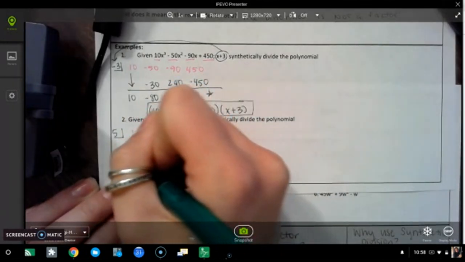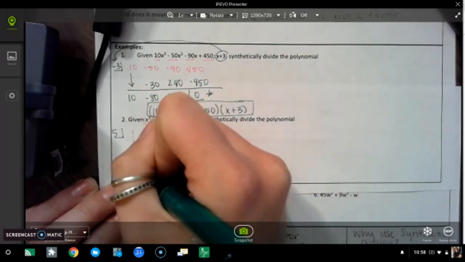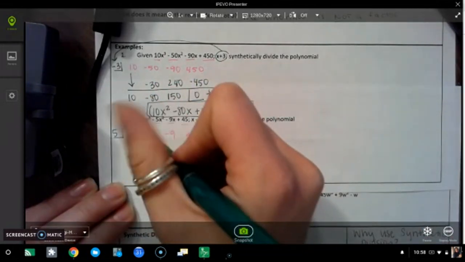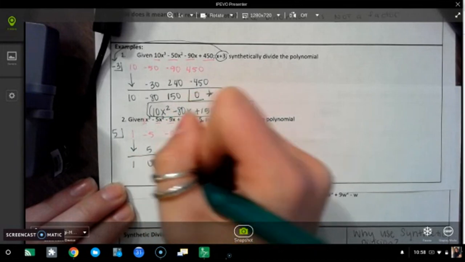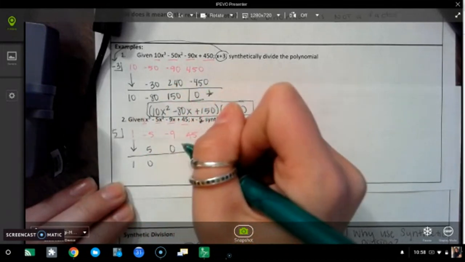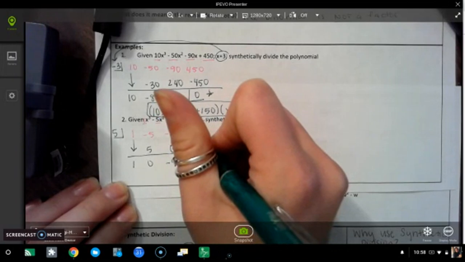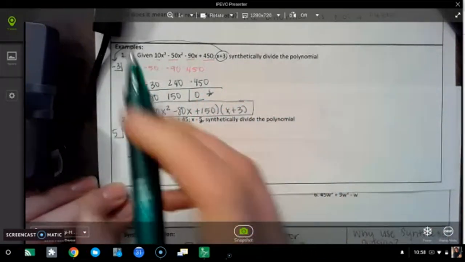First step is pull my first number down. So I get a 1. 1 times 5 gives me 5. -5 plus 5 gives me 0. 5 times 0 gives me 0. -9 plus 0 gives me a -9. 5 times -9 gives me -45. Adding my last steps together, 45 plus -45 gives me 0. Boom, it is a factor.